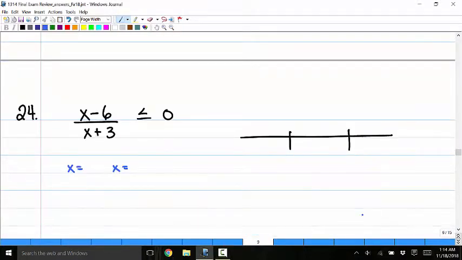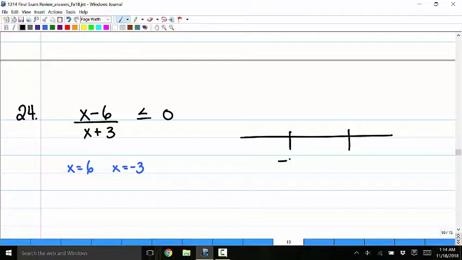Number 24, solve the rational inequality (x - 6)/(x + 3) ≤ 0. Again, we have 0 here on the right hand side. That's what we want. We need to set the numerator equal to 0 and solve for x. x - 6 = 0, so x = 6. We need to set the denominator equal to 0 and solve for x. We get x = -3.